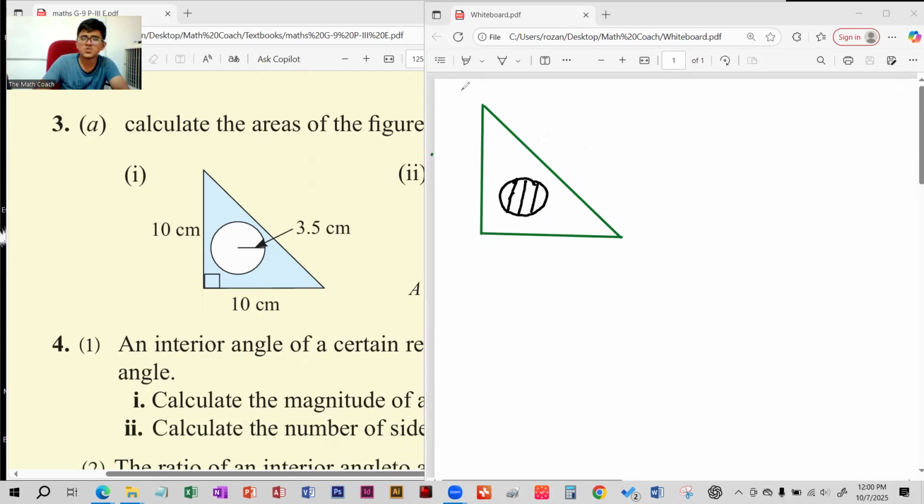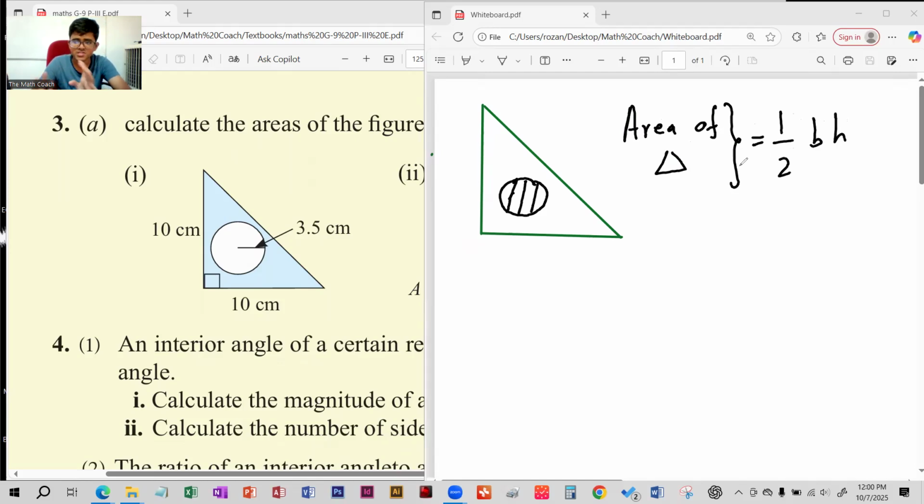First of all, we find the area of the triangle. That is simple. Area of a triangle is equal to half into base into height. That's the general formula for a triangle. Now we have these values: 10, 10, 3.5.